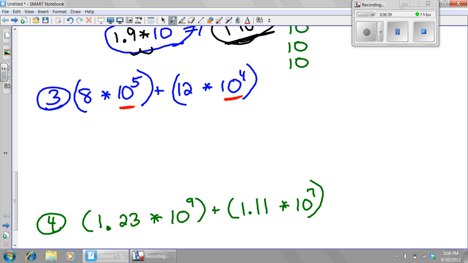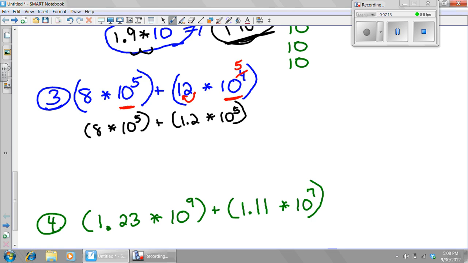But what I can do is decide to make this 10 to the 4th a 10 to the 5th. How would I do that? I'm going to multiply by 10, so it's going to turn into a 10 to the 5th. But then I've got to divide the 12 by 10. I've got to do the opposite. So the 12 is going to become a 1.2. So my new problem becomes 8 times 10 to the 5th plus 1.2 times 10 to the 5th.